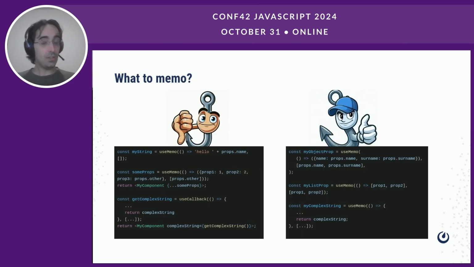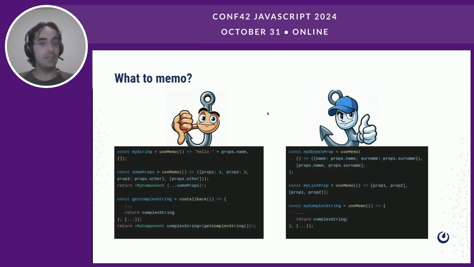Next one is memoization. With memoization, I'm going to be quite fast. It's just about what should we memo and what should we not. I have here a few examples. So for example, here I'm memoizing a string. Does it make sense? Yeah, no.